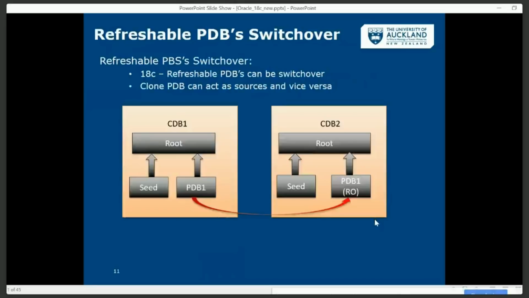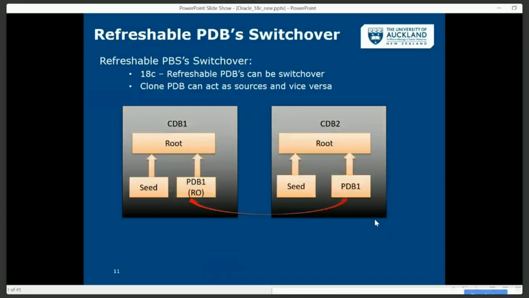Okay, so here is an example. There are two CDBs. A refreshable PDB is being created on the destination, and after the switchover, the source will become read-only and the destination becomes the primary PDB. This is quite useful. If you remember in my second or third slide, I told you in multitenancy, the recovery and availability is always at the CDB level, not at the PDB level.